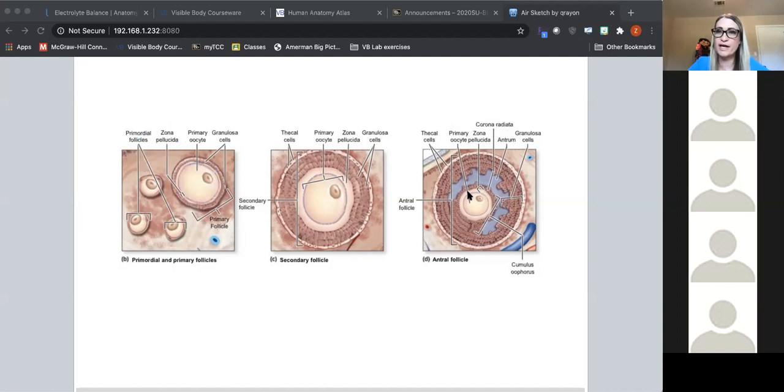The zona pellucida eventually will harden if that oocyte gets fertilized. So if the sperm penetrates the zona pellucida, it will harden and will prevent other sperm from coming in. So that's our primary follicle. We have about 1.5 million of these follicles present at birth.